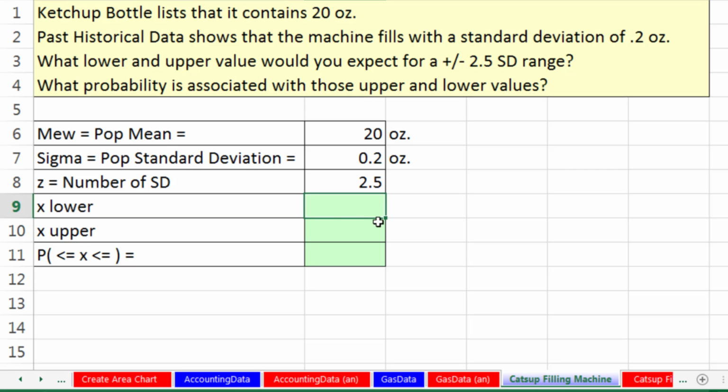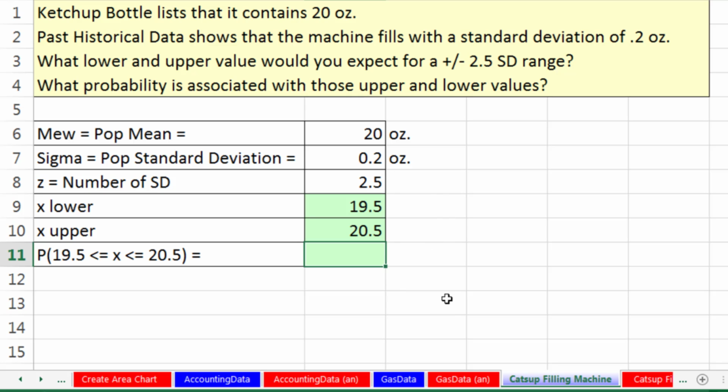Well, we can certainly calculate the x lower and upper given a number of standard deviations. So for the lower equals, hey, give me the mean minus the standard deviation times 2.5 and enter. So it looks like on the lower end we'd have 19.5 ounces. Equals the mean plus standard deviation times 2.5 standard deviations and enter. So 20.5 on the upper end. And that makes sense. 0.2 plus 0.2 plus half of 0.2 is 0.5.